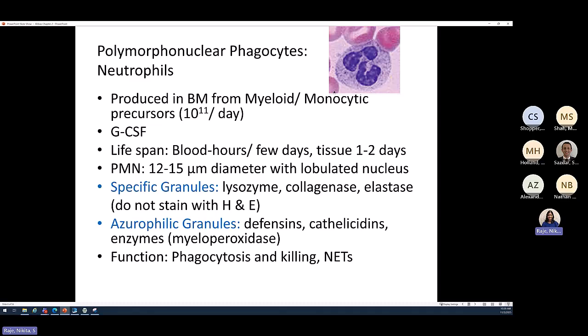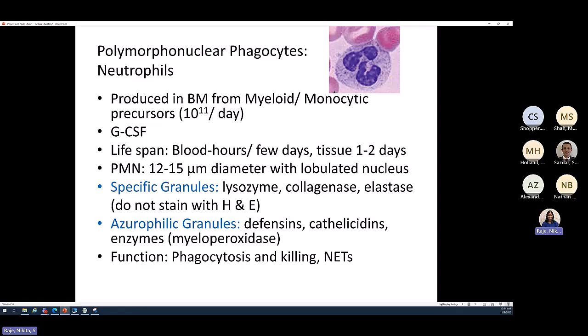These specific granules have lysozyme, collagenase, elastase, all these enzymes in them. Neutrophils also have another type of granules called azurophilic granules, and they include defensins or cathelicidins, which have antibacterial properties, and also have enzymes such as myeloperoxidase.